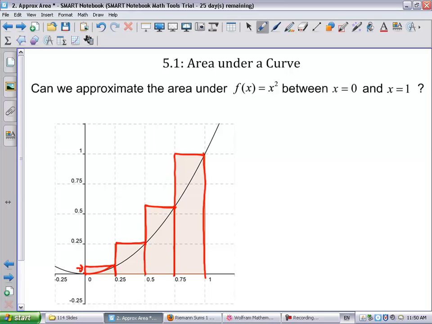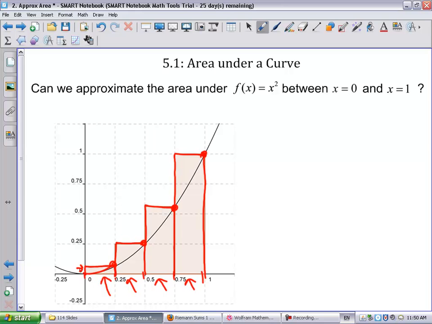We can always say, split your region up into rectangles, decide on one height to pick for your rectangle. So in this case, I'm always picking whatever's out farthest to the right. And then find the area of every rectangle and add them all together. And that should give you an approximation for the area under the curve.